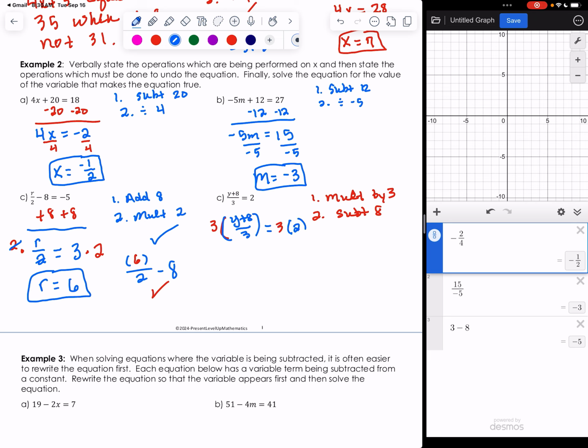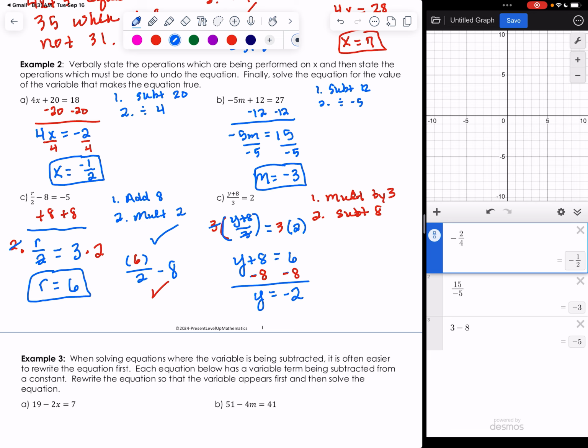So these 3's would cancel out, leaving me y plus 8. And over here, 3 times 2 would give me 6. And then it says in my next step I should subtract 2. I'm sorry, not subtract 2. What was I thinking? I was supposed to subtract 8. Let me try that again. Change to red. Subtract 8, subtract 8. So y would equal 6 minus 8, which is negative 2.